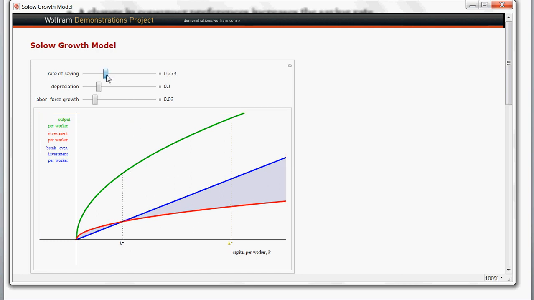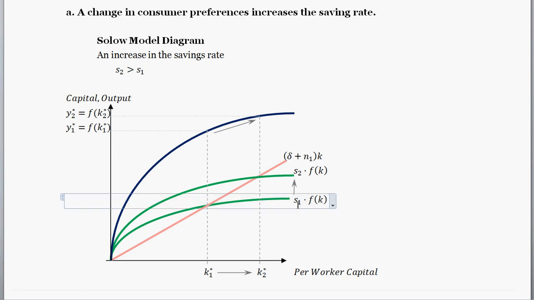So what happens if we increase the savings rate? That's going to shift up the investment line, the s times f of k. So we started off with this investment curve, and now we have this investment curve. Remember that investment is just output times the proportion of people's income that they save. So if s, the savings rate, is higher, then that new investment line is going to be higher for every value of K. That's the change.